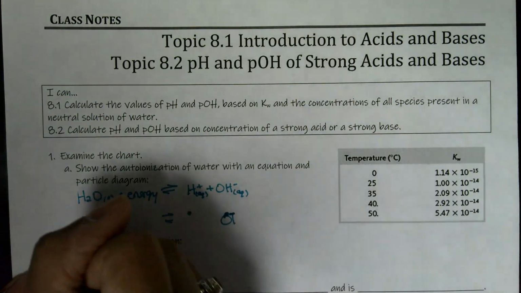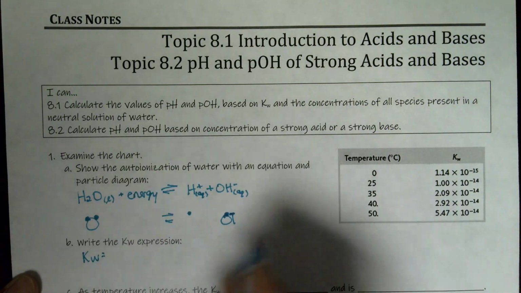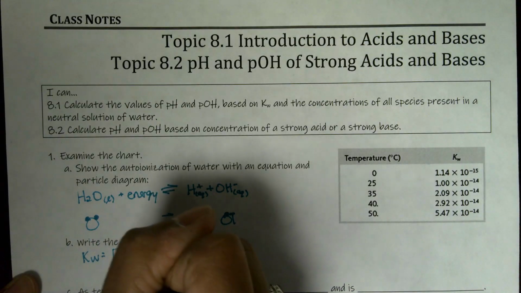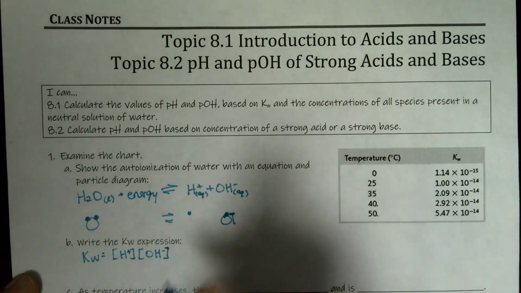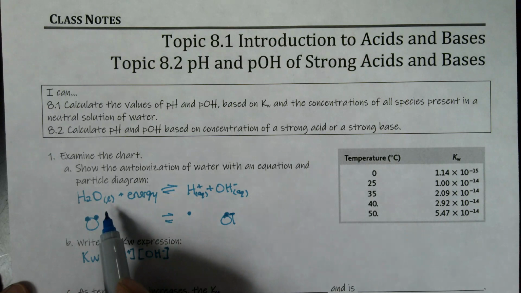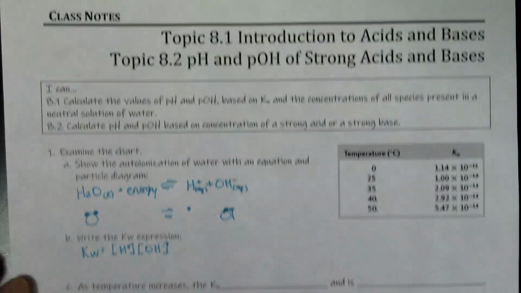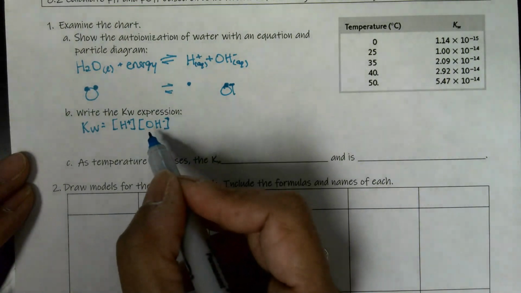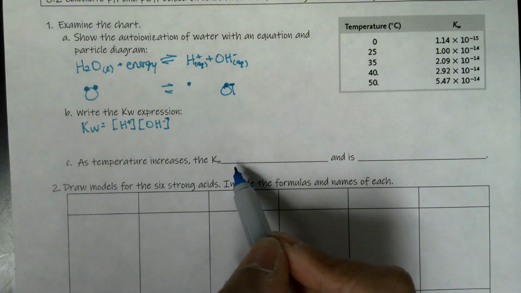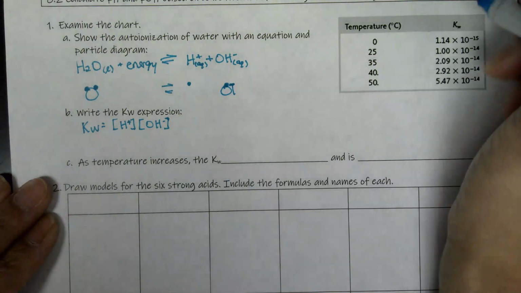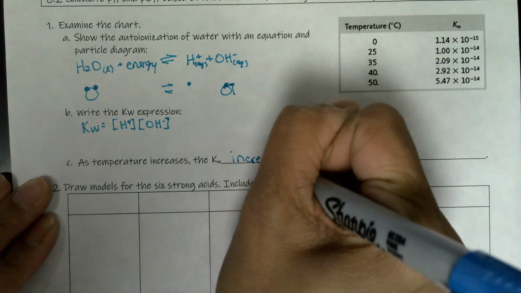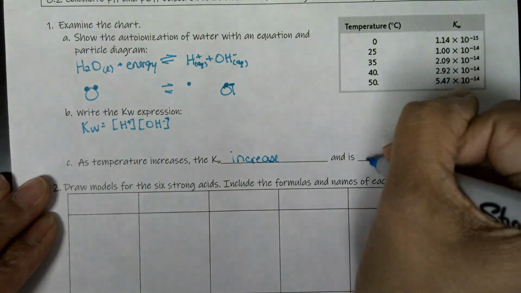Our Kw expression would be Kw is equal to the concentration of H plus ions times the concentration of OH minus ions. Usually it's over the reactants, but recall that liquids and solids do not go into the equilibrium expression, so therefore Kw is equal to the concentration of H plus times the concentration of OH minus. As the temperature increases, we have to think about what happens to Kw. As temperature increases, the Kw value itself will also increase, and the process is endothermic.